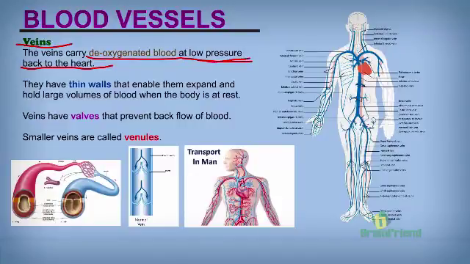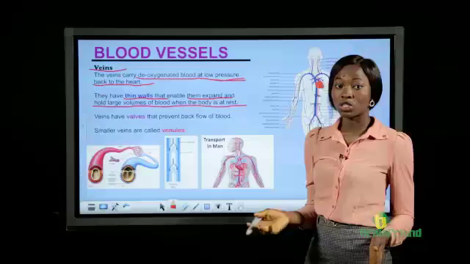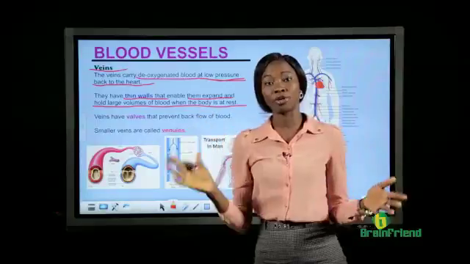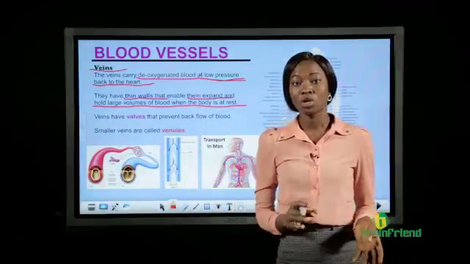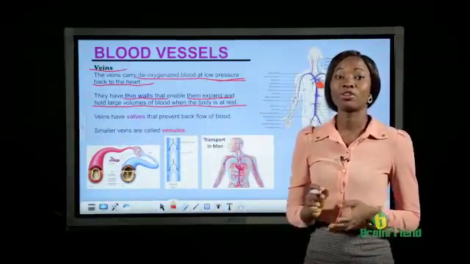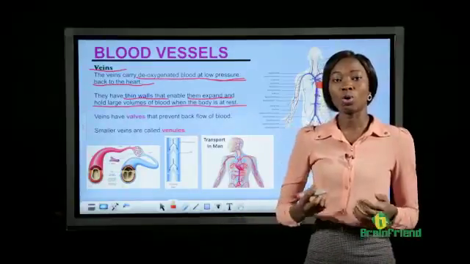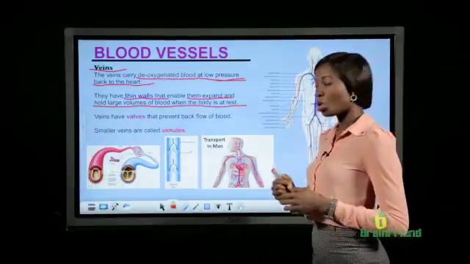Veins have thin walls. Their walls are not as thick as those of arteries, but the thin walls, as well as the walls of arteries, expand. They expand to help them hold the large volume of blood when the body is at rest. Veins also carry blood in large volume, although at low pressure, so the walls expand for the veins to hold the large volume of blood.